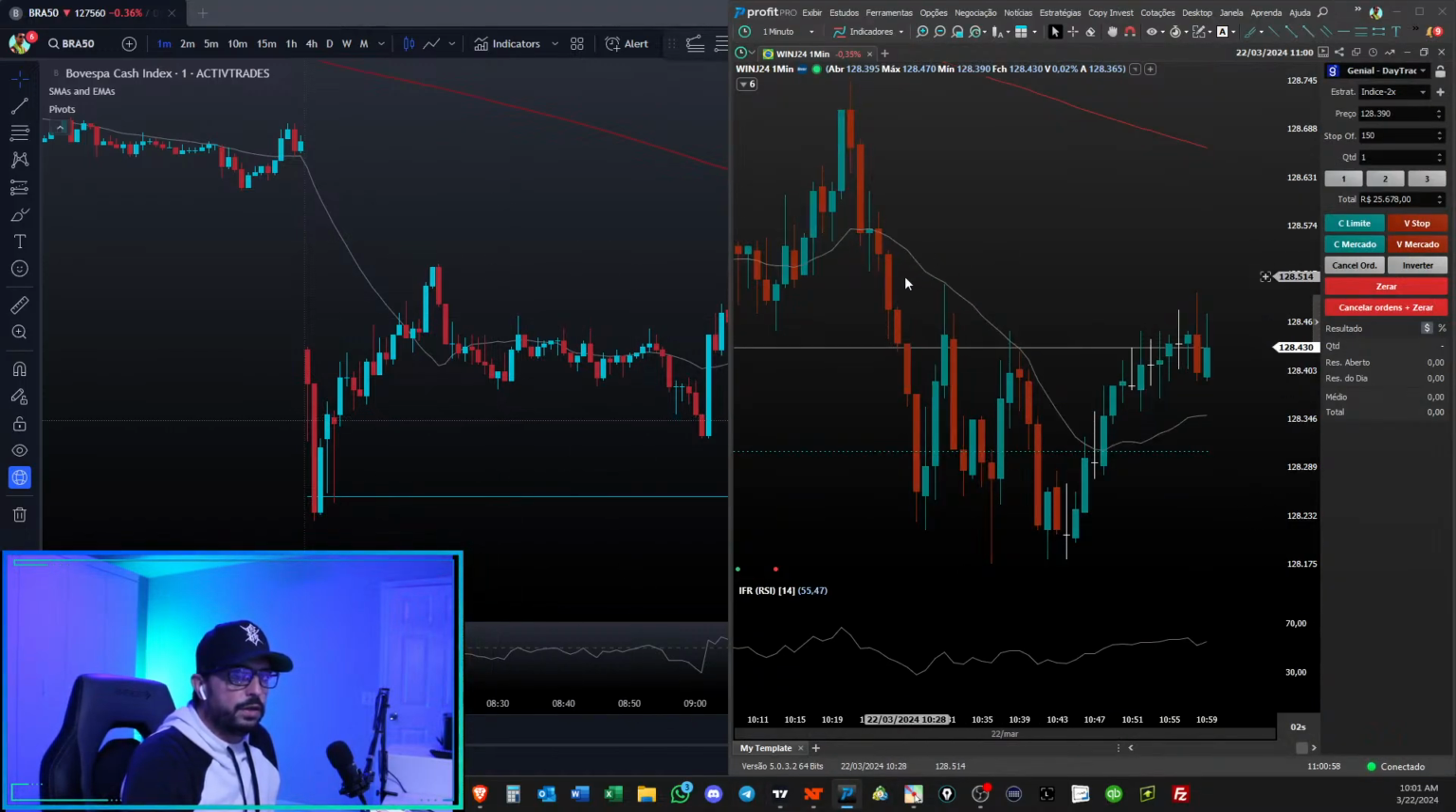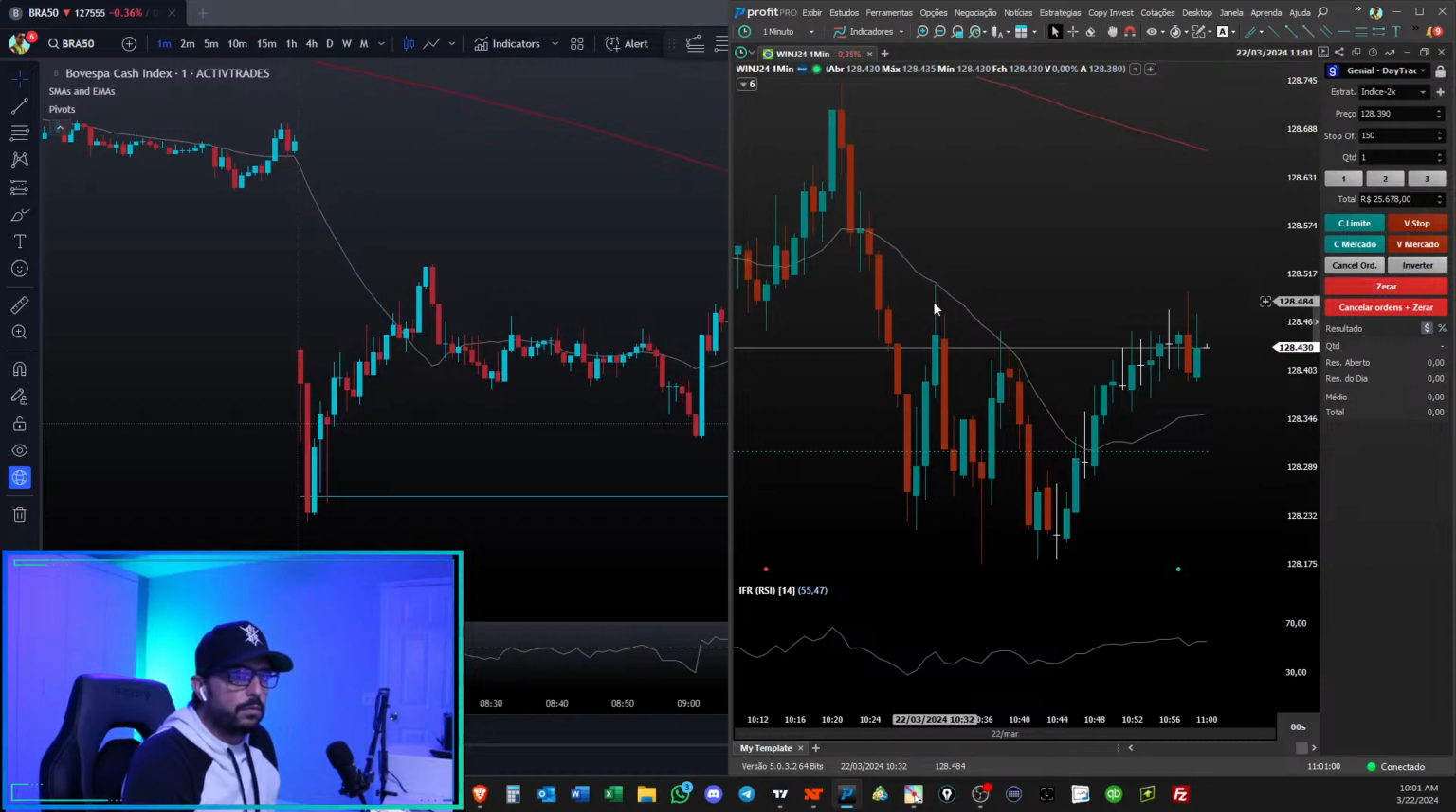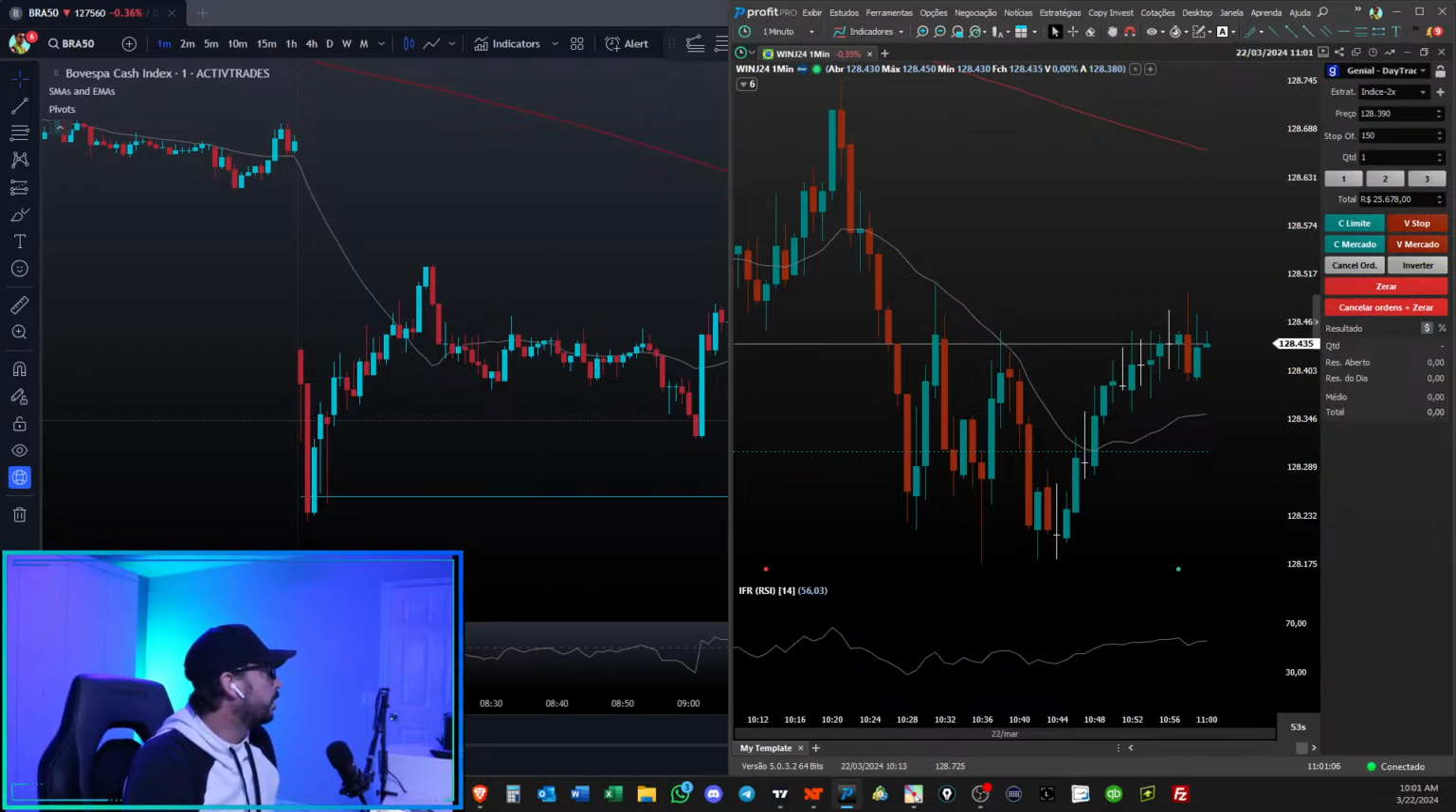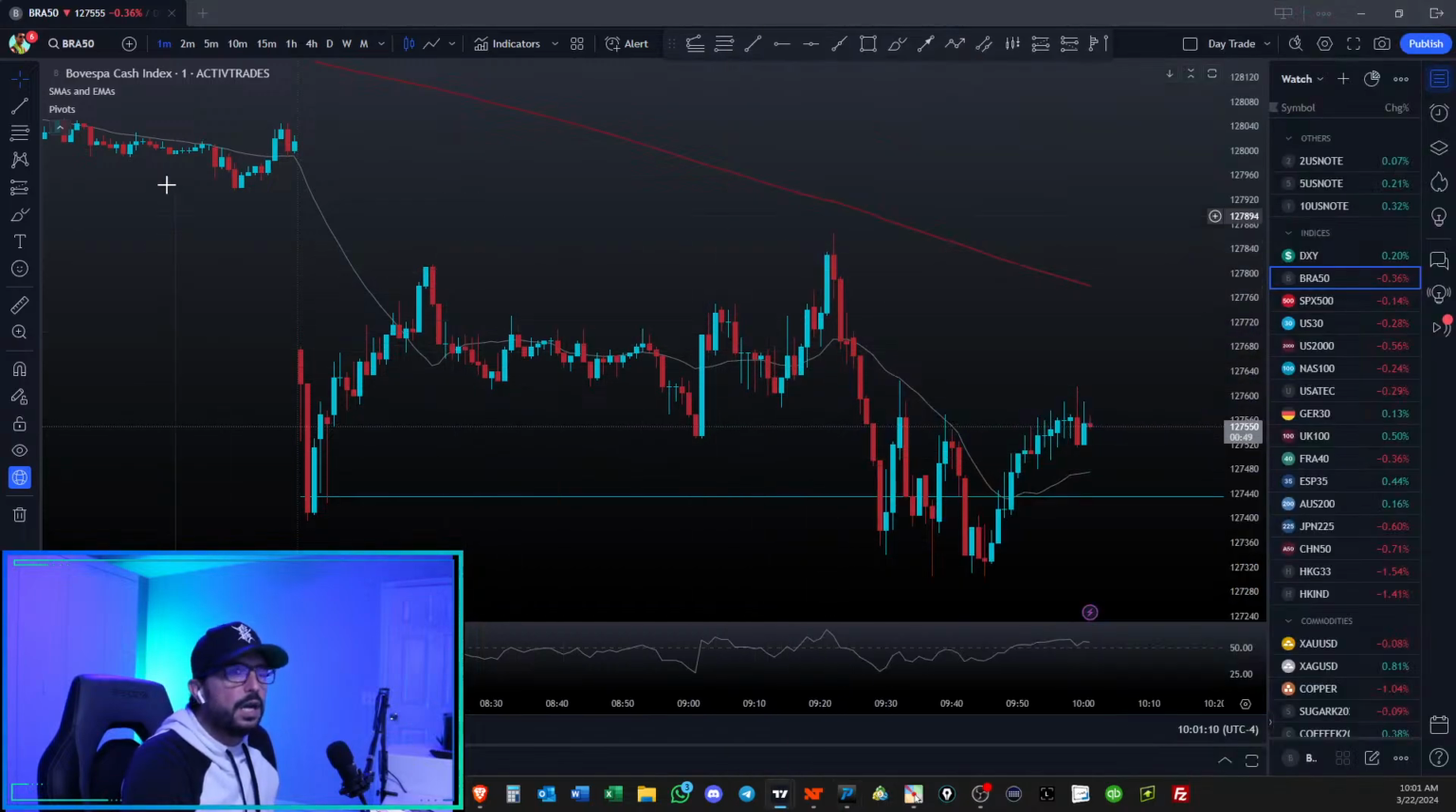Sometimes I enter on that same one. I ordered on that one too. As you can see at the top over there, I got an account with Genial. That's my broker in Brazil. And I use Active Trades for Active Trades. I basically only trade the BR50 on it. Everything else I trade on FXCM.